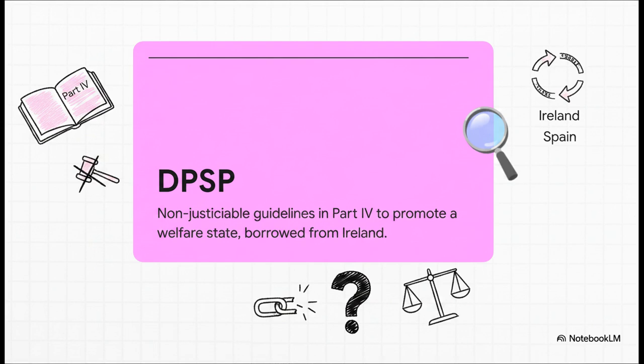And here is a fun fact. The framers actually borrowed this brilliant concept from the 1937 Irish Constitution, who, by the way, originally grabbed it from the Spanish Constitution. But the absolute key word to remember here is non-justiciable. That simply means if the government fails to implement these principles, you can't just take them to court and legally force them to do it. They're guidelines, not strictly enforceable laws.